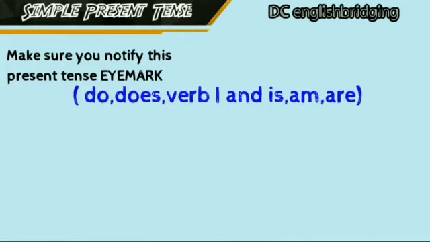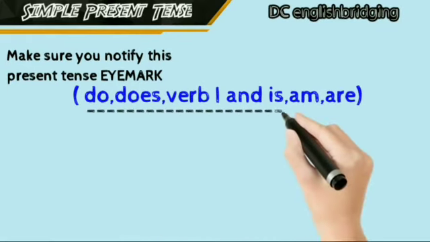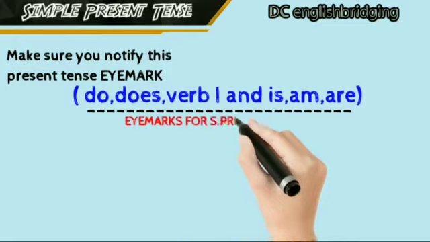This is the eye mark for simple present tense: do, does, verb 1, and is, are. These are the eye marks for simple present.